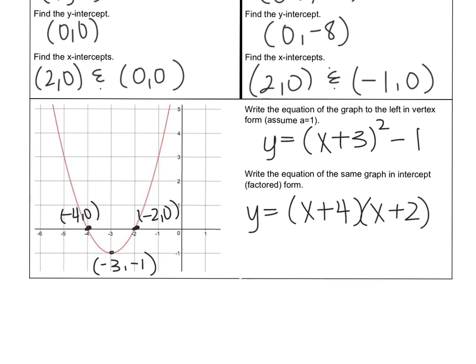So a minus 4 would be plus 4, and a minus 2 would be plus 2. And you can also graph both of these equations in Desmos to make sure they match the picture we're given. The one thing I forgot to talk about is because this parabola opens up, we have a positive. We didn't have to put a negative in front of either set of parentheses. But if this opened down instead, I would need to make sure I put a negative in front to account for that.